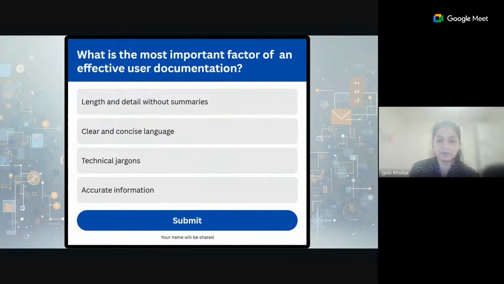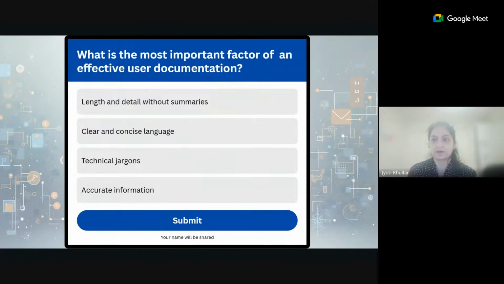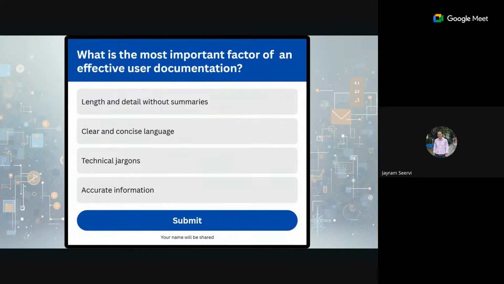You'll not be able to submit because we are not joining through Canva, but yeah, a short question, we can do it verbally or in chat. What is the most important factor of an effective user documentation? Second and the last one, clear and concise language and accurate information. Most important. You have to tell one. Clear and concise or accurate information. Accurate information. Yes, accurate information.